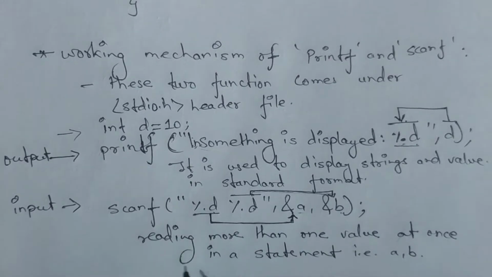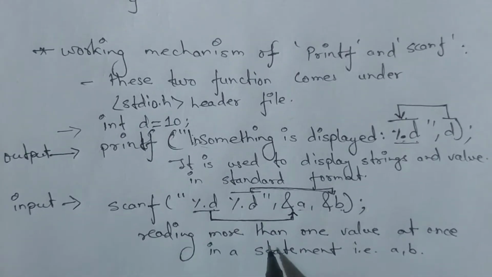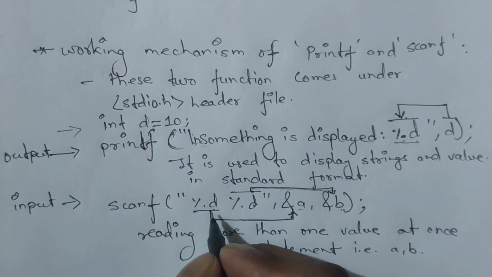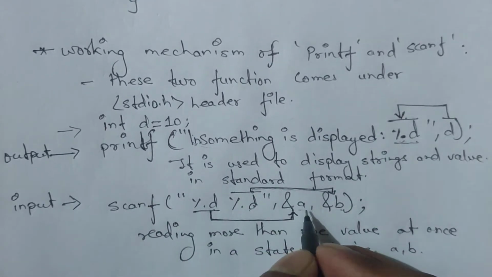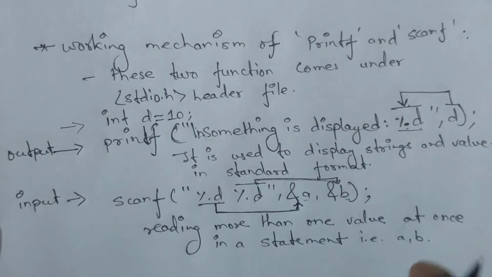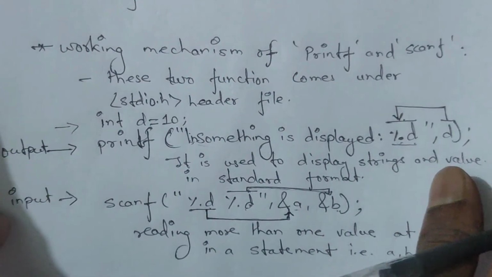Something is written here as a note. Reading more than one value at once in a statement means we are not reading just one value, we are reading more than one value. So one value, two values, and these two values are stored respectively in the A and B variables. Okay, so I hope you got this.